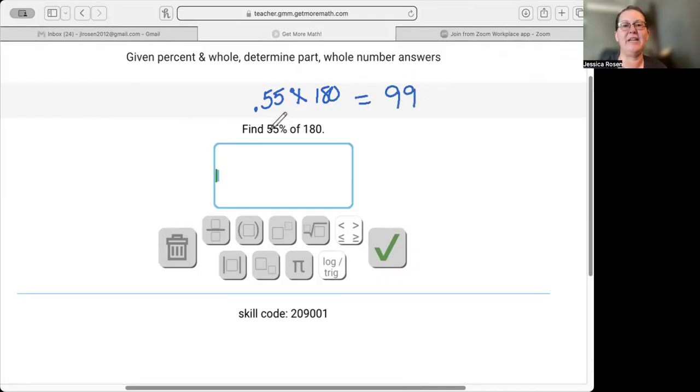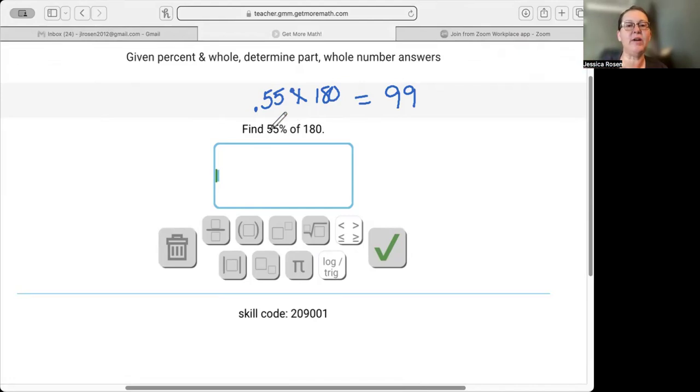So basically, it's saying 55%. That's a little bit more than half, right? So we can justify that 99 makes sense, because 90 would be half of 180 and 99 is a little bit more than that. So that's how we can make sure that that's correct.